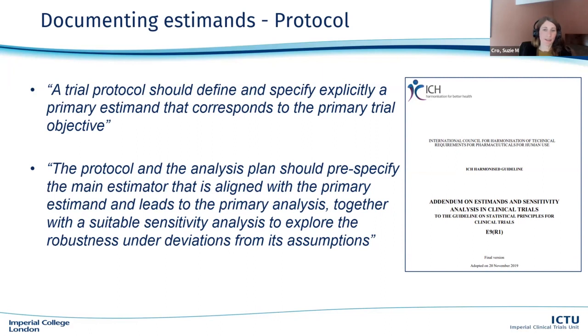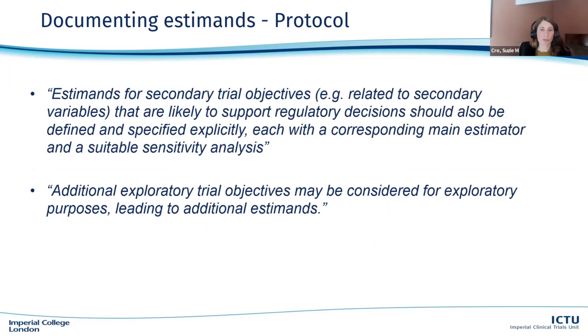So it's quite clear that the protocol should include both the primary estimand definition and the methods of statistical analysis that align with this, those methods that will be used to produce an estimate of the estimand, along with methods of statistical analysis that will be used for sensitivity analysis of the primary estimand. So what about estimands for secondary trial objectives?